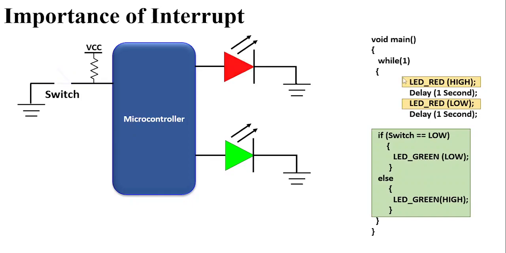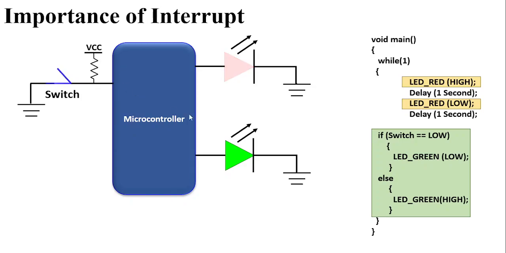In that case, we may write a program as shown on the right. For example, in the while loop, while 1, that means it will go for infinite repetitions. In the while loop we have written red LED high, and we call for a delay of 1 second. So the LED will remain high for 1 second, and then we will make the red LED low and delay 1 second. We are expecting that this loop will keep the red LED blinking at a rate of 1 second.